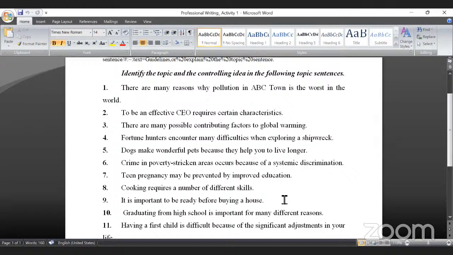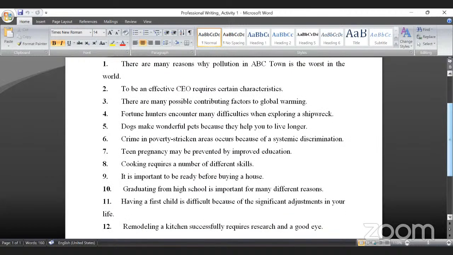10th one: Graduating from high school is important for many different reasons. Topic? Graduating from high school. Correct. Controlling idea? Is important for many different reasons. Many different reasons. So you're going to basically provide reasons for establishing that claim.